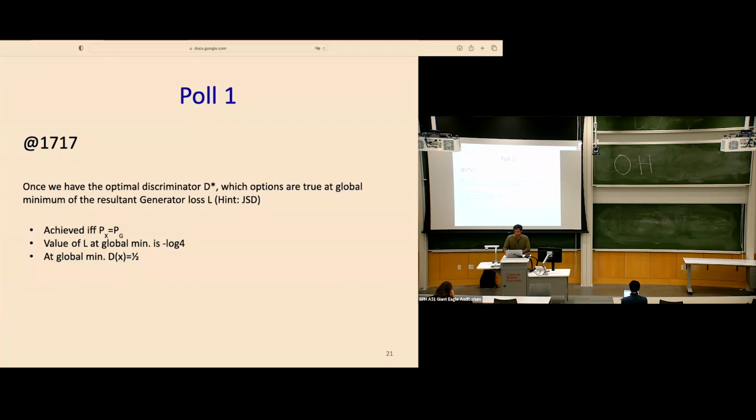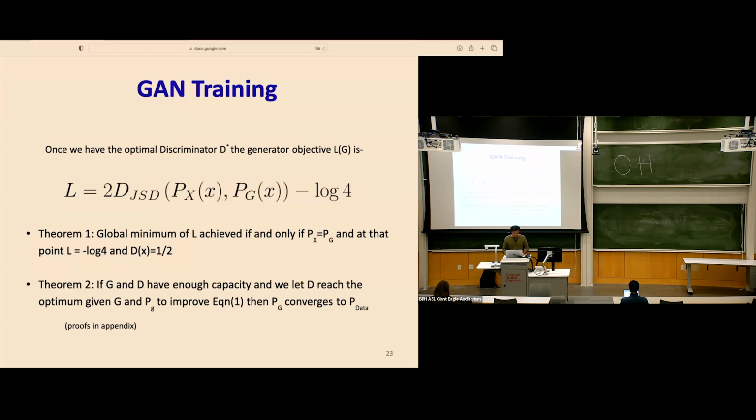Yeah, that's correct. All of them are correct. So yeah, the generator objective looks like this if you have the optimal discriminator. And the JS divergence between two distributions is always non-negative and only 0 when two distributions are equal. So all of them are true. And yeah, these are two theorems from the original paper.